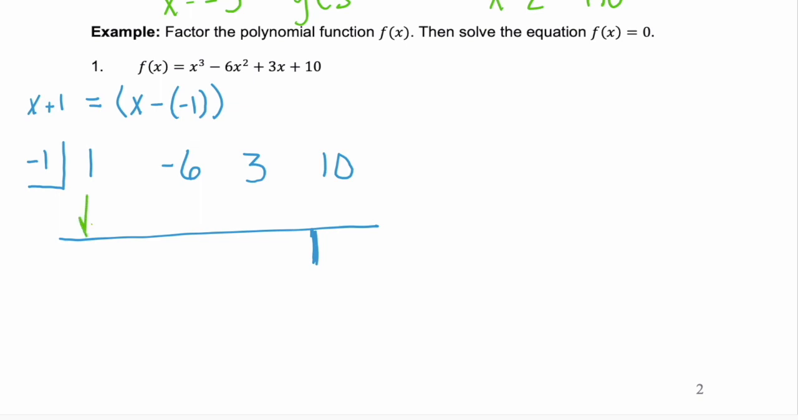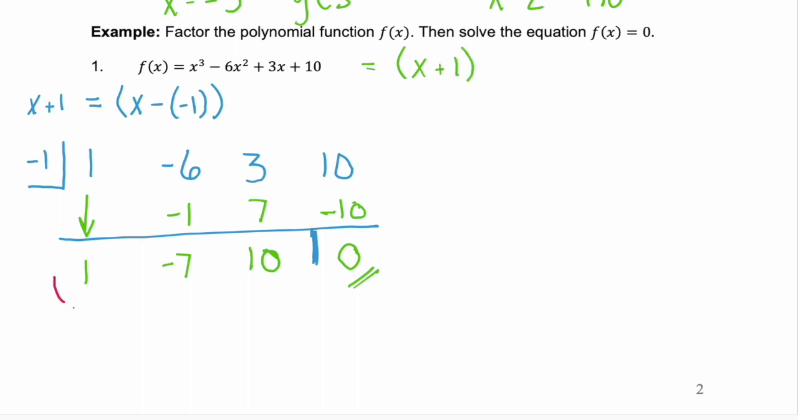I'll bring down my first coefficient, multiply it by the divisor, add vertically, multiply, add, multiply. My pen doesn't want to write a 0. Add. Okay, we got a 0. A 0 is great. This means that x plus 1 is a factor. So we can start to factor it. We know that x plus 1 is a factor.